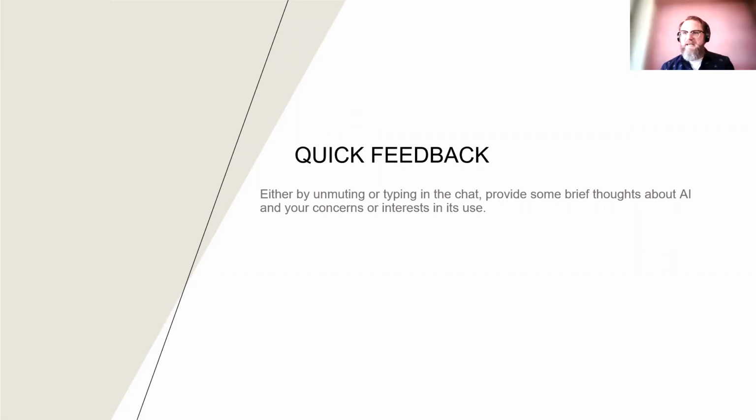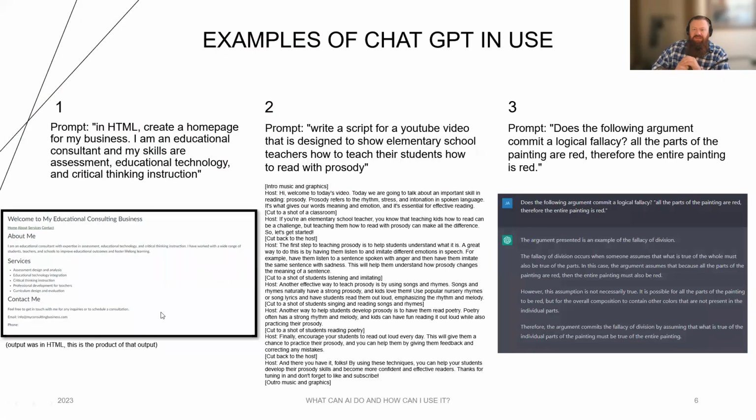Let's move on to some examples. We wanted to show some examples of things that we had done with ChatGPT, just to give you an idea, if you've never used it before, of the sorts of things that it is capable of in its current form. This first one, we've got both the prompt and the output. The prompt I gave it was, in HTML, create a homepage for my business. I'm an educational consultant and my skills are assessment, educational technology, and critical thinking instruction. The output it gave me was actually in HTML, but this is the product of that output.